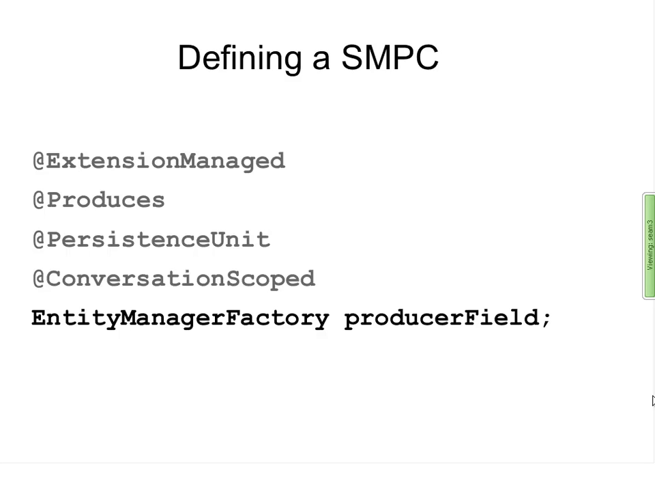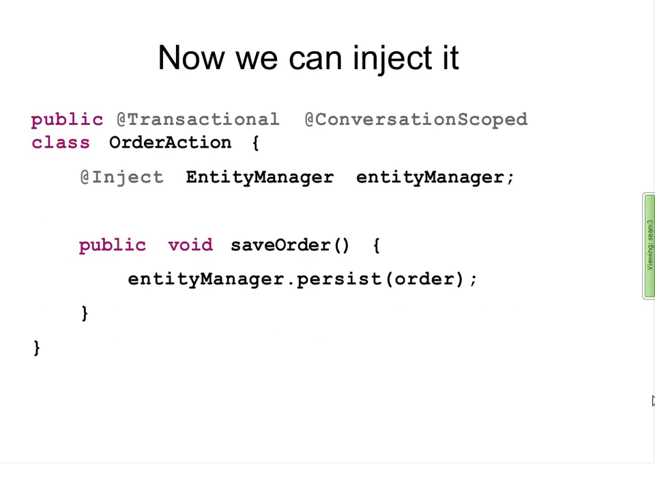So here's a quick example of how we would define a Seam managed persistence context so that we can inject an entity manager into our beans. This is actually quite an easy thing to do. All you need to do is declare a producer field somewhere in your application that's annotated with these 4 annotations that you can see here. So once we do that, we can then inject our conversation scope persistence context directly into our beans, just by injecting the entity manager.